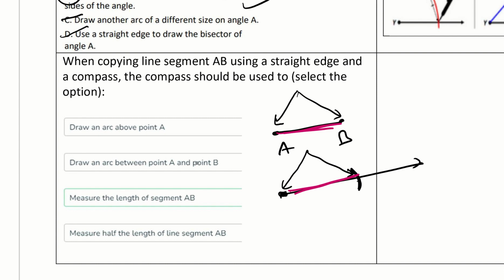So here, when copying a line segment using a straight edge, the compass should be used to do what? Well, the compass is used to do the measurement. Draw an arc above point A? No. Draw an arc between point A and B? No. Measure the length of segment AB? Yes. Okay.